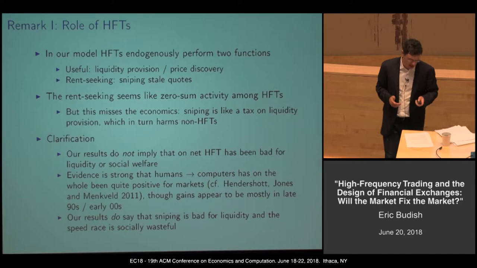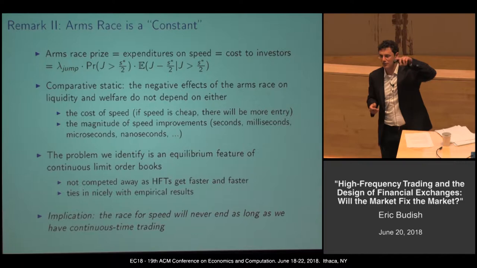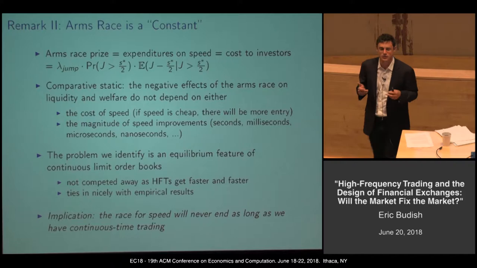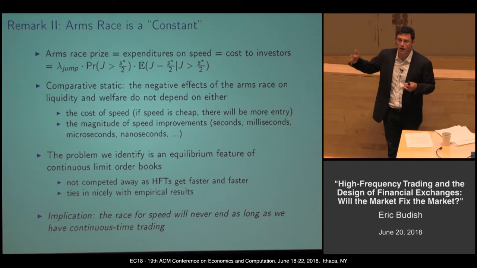And the second remark is, if you'll notice, the size of the prize in the arms race, the delta terms, or the magnitude of speed improvements, and the C term, the cost of speed improvements, didn't show up anywhere. It doesn't matter whether we're talking about speed improvements measured in seconds, or tenths of seconds, or nanoseconds. It doesn't matter whether speed improvements cost $300 million, $1 billion, or $1 million.